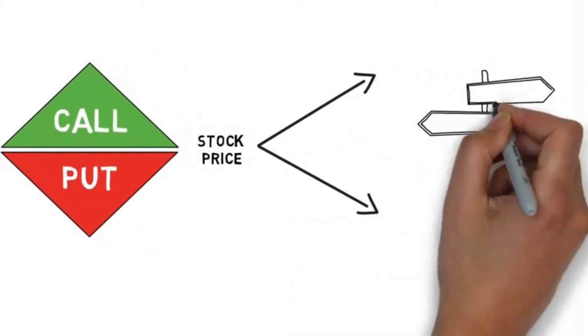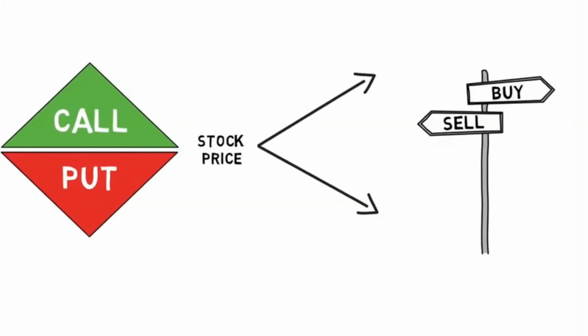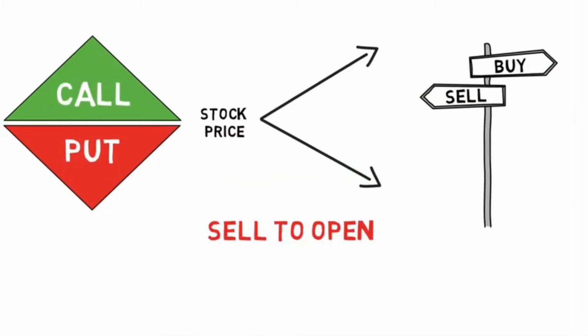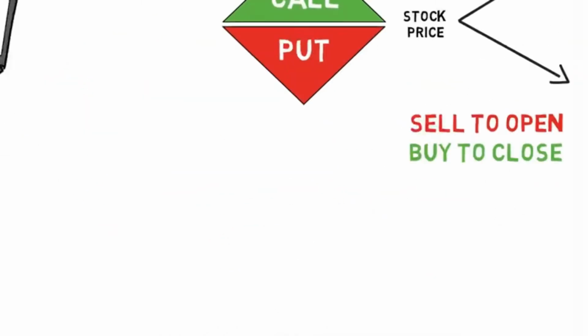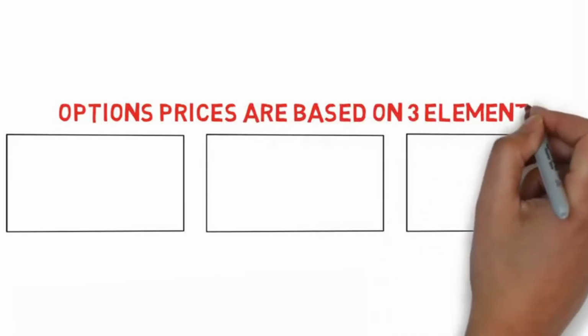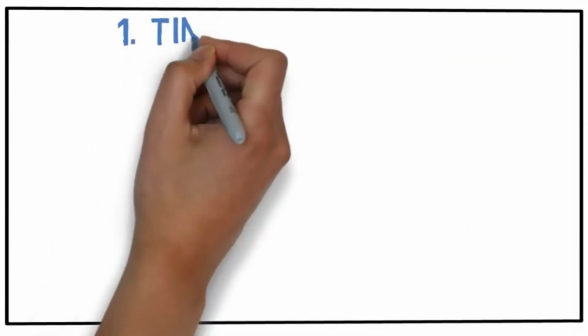Now, since there are two sides to every market, you can also do the opposite, where you would sell the option as an opening trade and hopefully buy it back at a lower price as a closing trade. This will make more sense in a second. Option prices are based on three elements of its underlying stock. The first one is time to expiration.